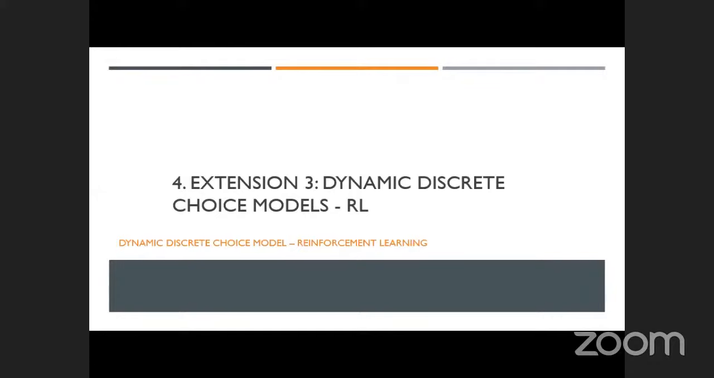Another extension that you can do is the so-called dynamic discrete choice model. This is actually an explainable version of reinforcement learning. So you can use a similar kind of framework, the utility, right? If you think about utility as a reward, then it's actually quite similar to reinforcement learning. So you can use the explainable version of this framework for reinforcement learning as well, right?